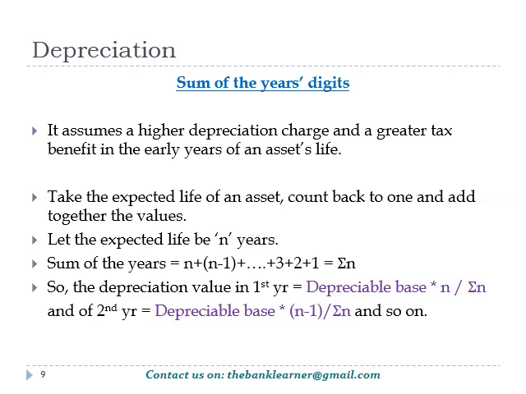Hence, the depreciation in first year will become depreciable base into n divided by sigma n. Here, depreciable base is the total depreciation, that is book value minus scrap value. The depreciation in second year becomes depreciable base into n minus 1 divided by sigma n, since n minus 1 is the second last year. This pattern continues till the year's digits becomes 1.